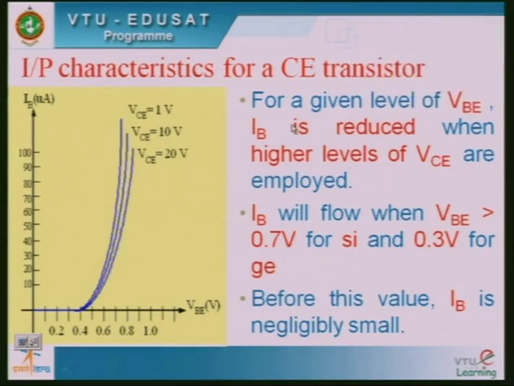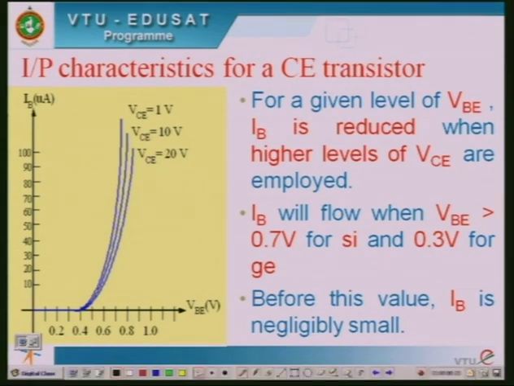Now, let us discuss the input characteristics of the common emitter transistor. Input characteristics means a plot of VBE versus IB keeping VCE constant. You can note that this plot of the input characteristics almost looks similar to that of the forward biased PN junction. Therefore, until VBE reaches a certain value, the current will be 0. Once it exceeds that value, a current starts flowing through the device.